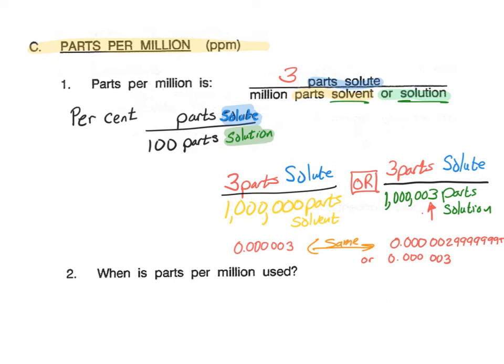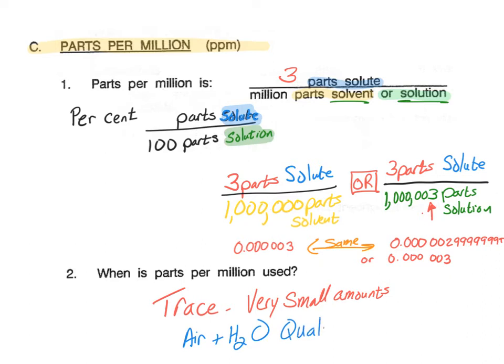So when is parts per million used? It is used only for very small amounts, and the word that we use for small amounts of solute is the word trace. So trace means very small amounts of solute in a solution. You might see this in air quality or water quality, where if you have too much lead in your water, if you have too high a ppm, it could actually be toxic. So in those cases, we always look at it in ppm rather than in percents. Very, very small amounts, which we call trace amounts of solute.